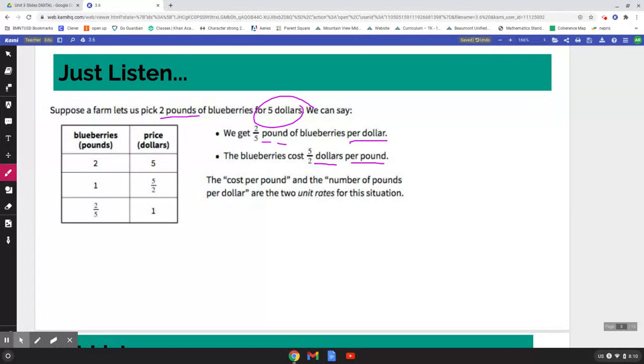And then what you do is you can put it in the chart that you see on the left, and that's going to kind of tell you. So if you look per pound, right, it's $5/2. And for $1, you could get 2/5 pounds of blueberries. So it just kind of all depends on the wording today, but they are interchangeable.